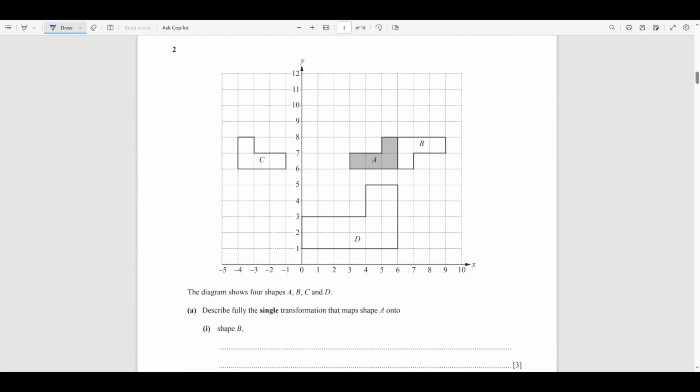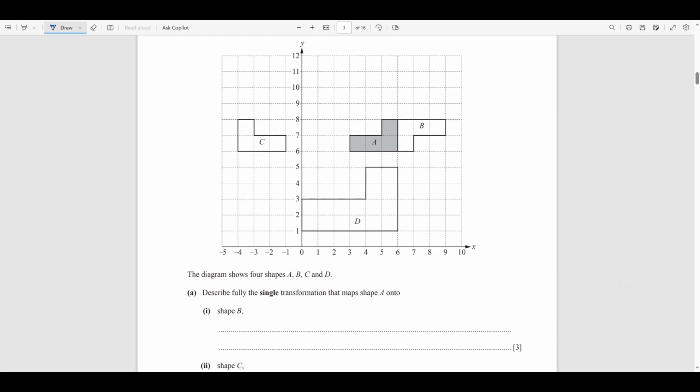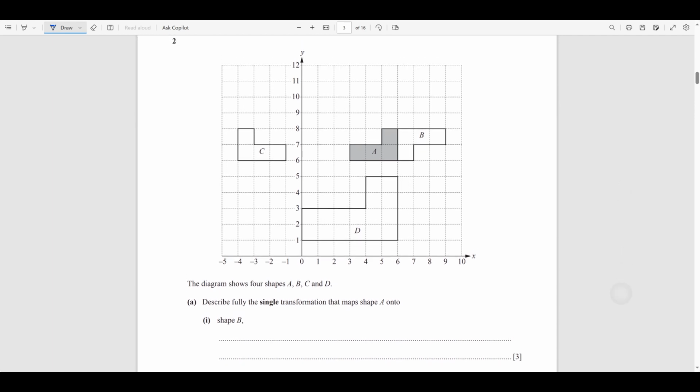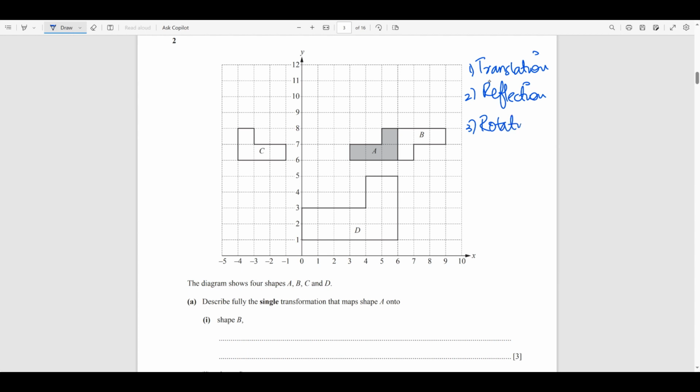Question number 2. Describe fully the single transformation that maps A onto shape B. Okay, so this is basically where I'm trying to also explain how things are. In transformation, we have 4 categories. One is translation, one is reflection, one is rotation, and the last one is enlargement, right?